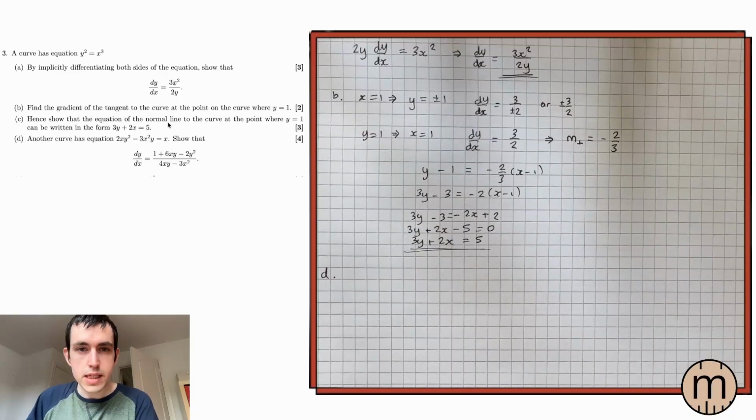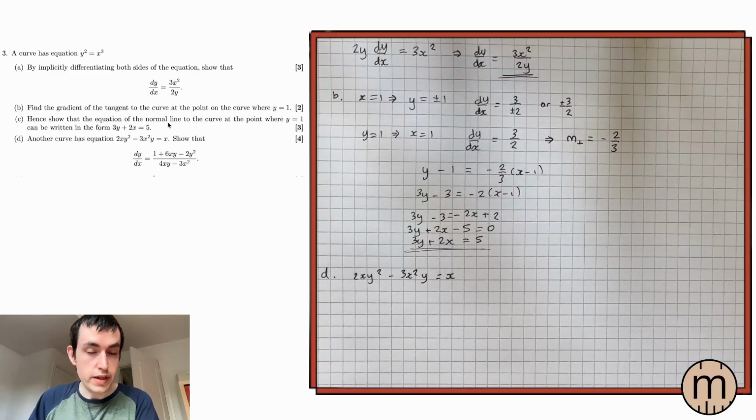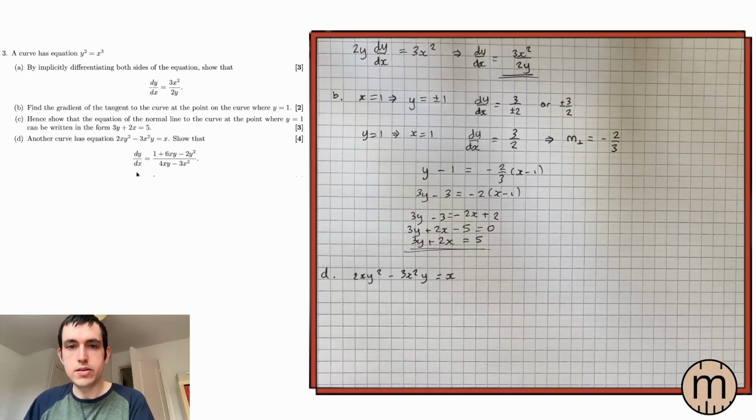Nicely done. Part D looks like it's related to the same topic, but unrelated to the original curve. We've got another curve. This curve is a bit more funky. x's and y's are now times together. We want to find the derivative. The idea is still the same. We need to implicitly differentiate.